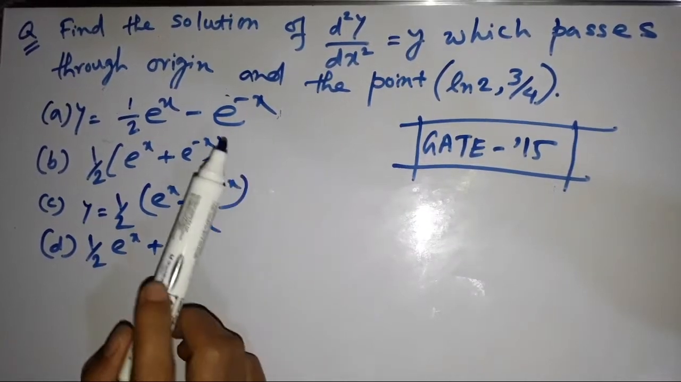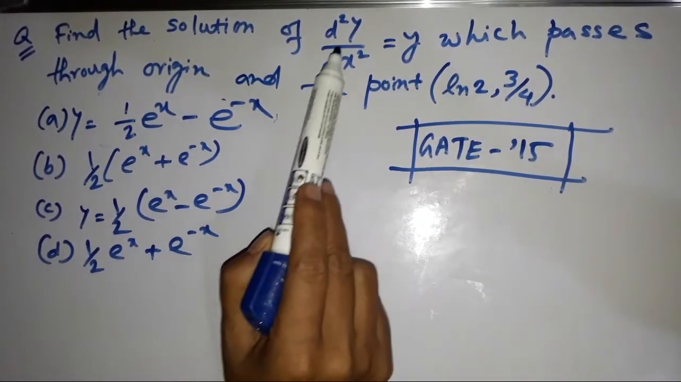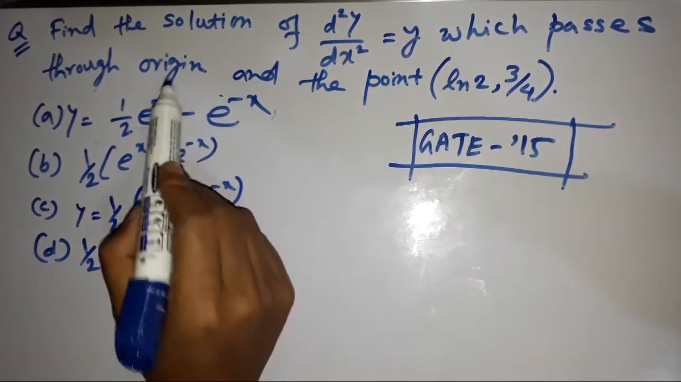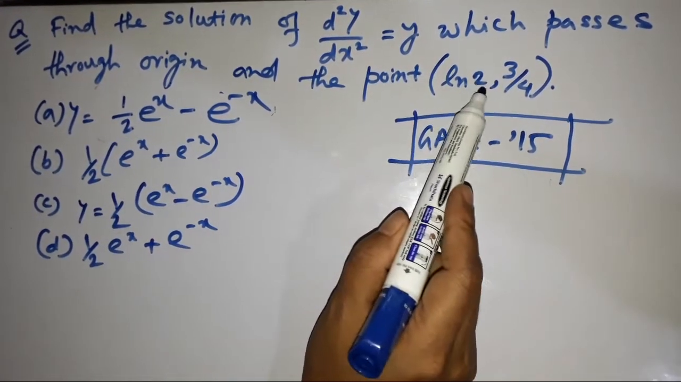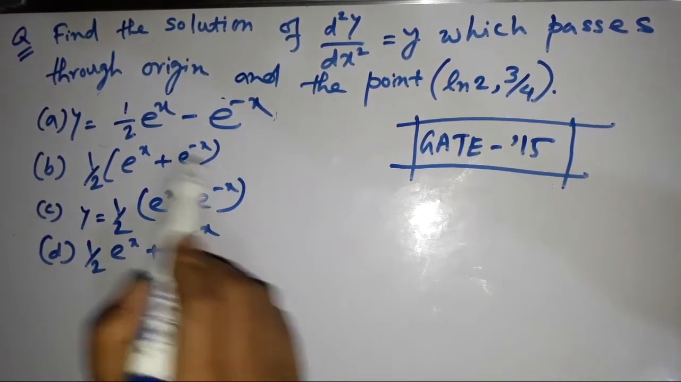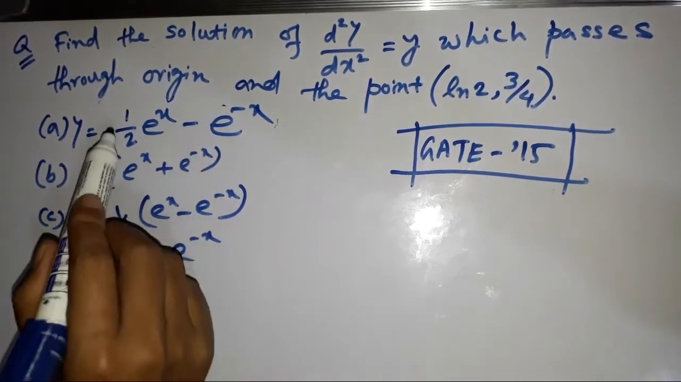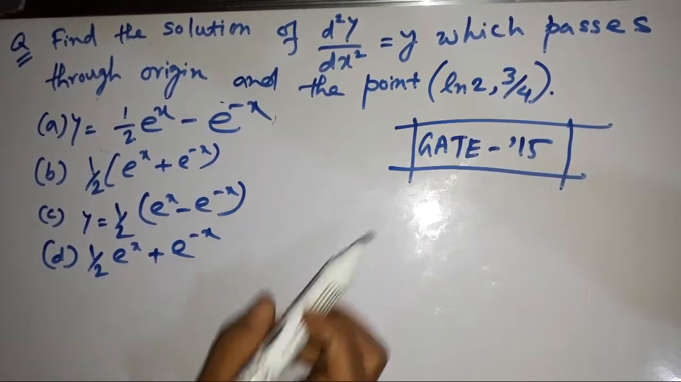Hello guys, today we have a problem here. Find the solution of d2y/dx2 = y which passes through the origin and the point (ln2, 3/4). Here a, b, c, d are the options, and we have to find out which one option is the solution of the math.